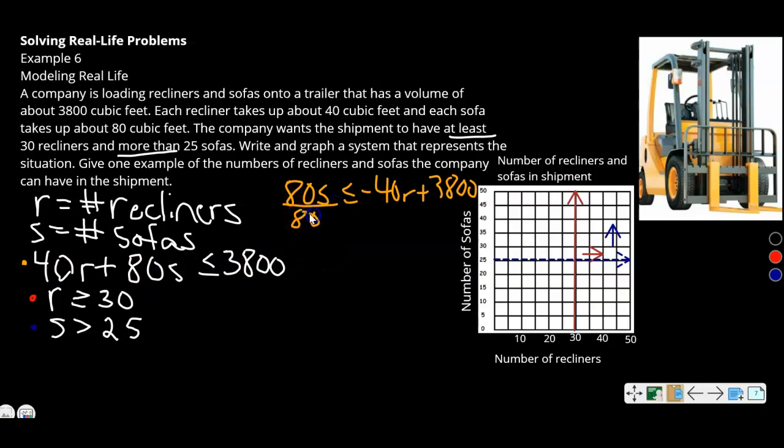All right, I'm going to divide both sides by 80. That means I divide everything by 80. That leaves s less than or equal to negative 40 divided by 80, which is negative 1/2 r. And then 3,800 divided by 80 is 47.5. So what this does is put it in slope-intercept form. It gives me a slope and a y-intercept. So I can graph my y-intercept here at 47.5.